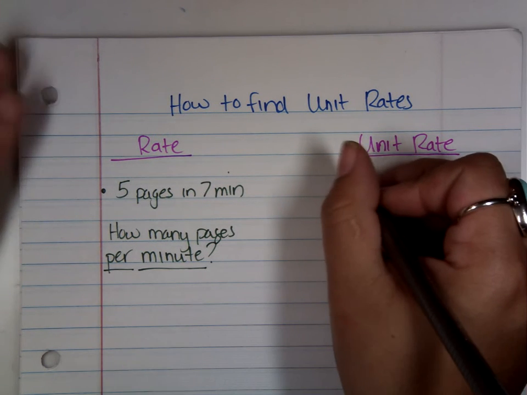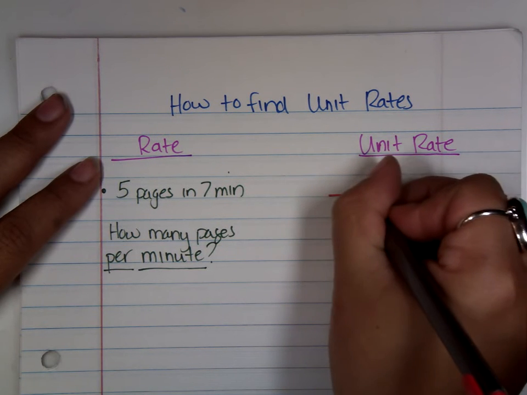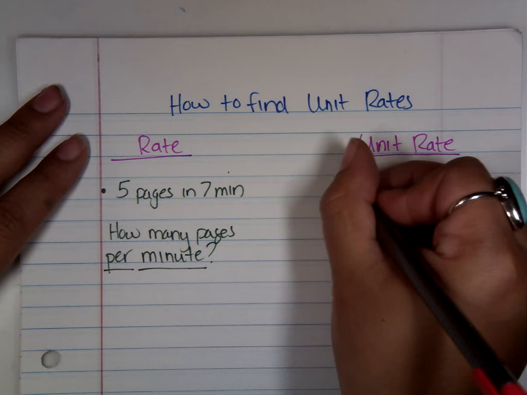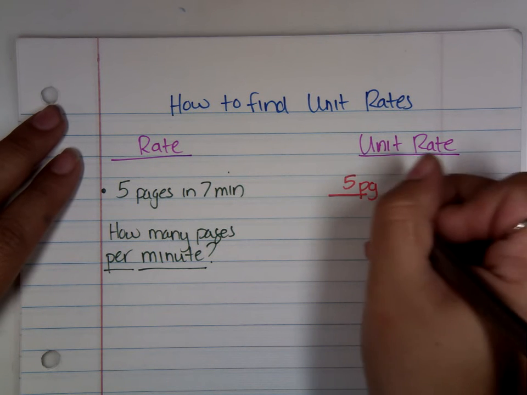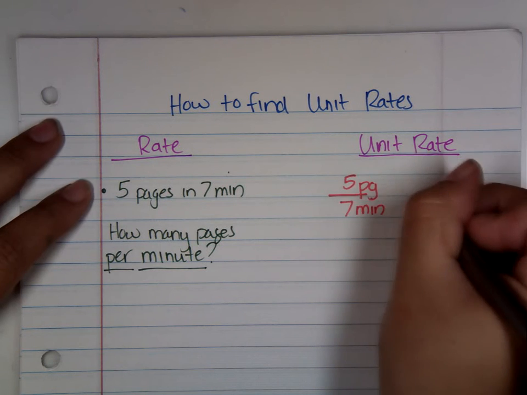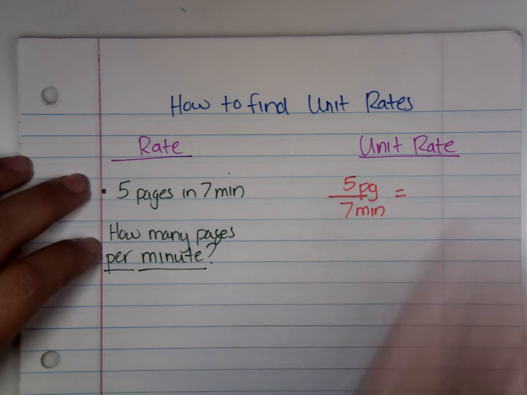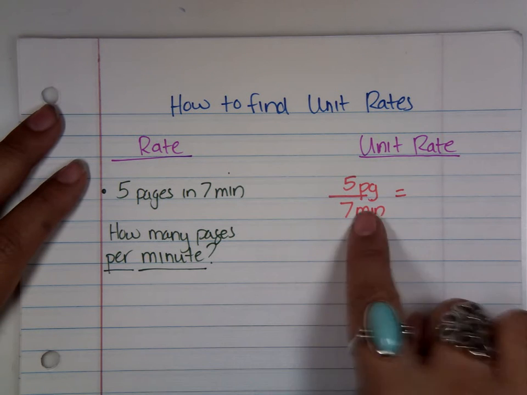So I read 5 pages in 7 minutes. So I'm going to draw my fraction bar. We read 5 pages, so we can just go ahead and write 5, and let's include our unit. So 5 pages in 7 minutes. I have my units. That way when I write my other rate, I won't get confused. I know which unit goes with which unit, which quantity goes with which quantity.